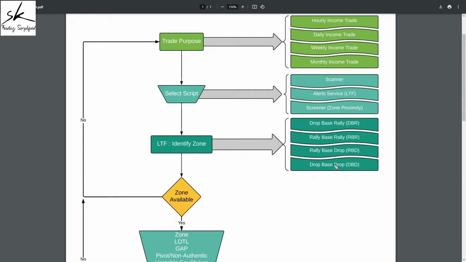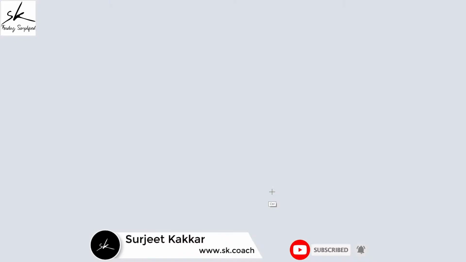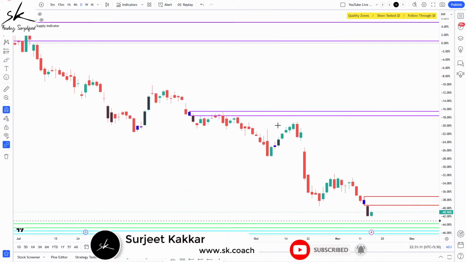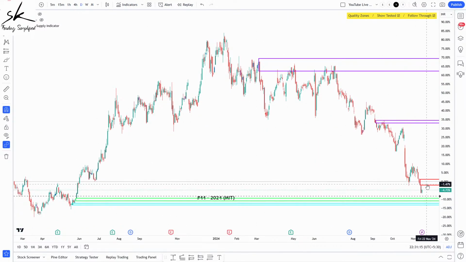Now, the best part is, even when it comes to the analysis, identifying zones, multiple time frame analysis, I have created an indicator which is called the demand supply zone indicator. You can see it is already applied to this chart. So I don't have to identify the zones. The indicator does it automatically for me. It plots the zone for me. I also get to know which zones are fresh, which zones are tested based on the color coding.